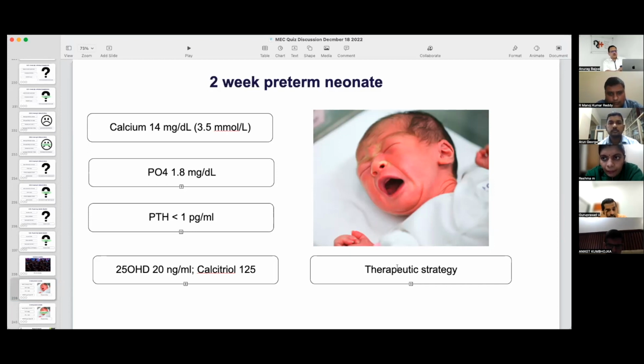Fat necrosis, no, this was a different scenario. So you have a 2-week preterm neonate, I'll say he's on TPN, and you're getting this picture. So anybody from here? Phosphorus is low. This low phosphorus is causing 1-alpha hydroxylase activation and hypercalcemia. So this is what we are looking at.